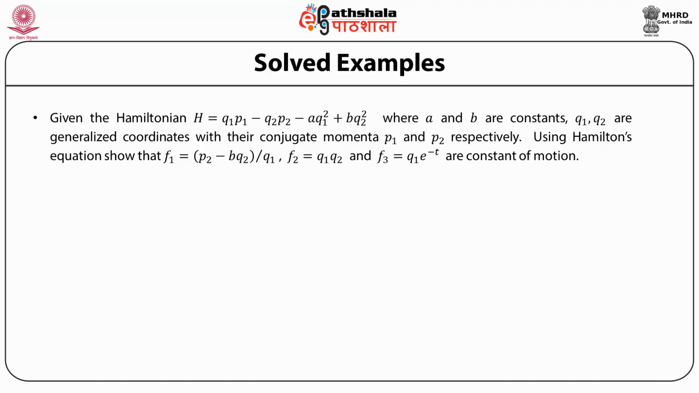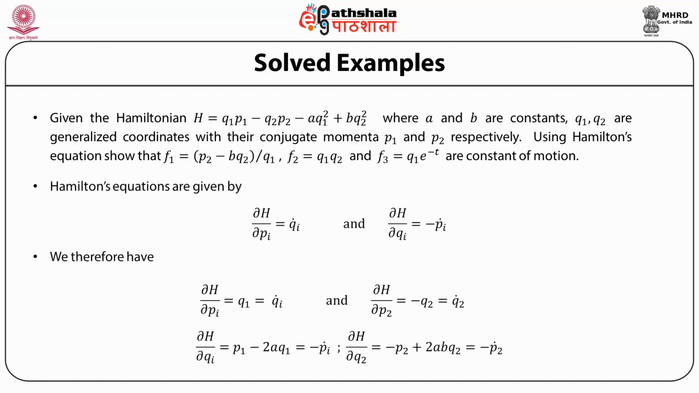From the Hamiltonian, the Hamilton equations are dH by dpi is equal to qi dot, and dH by dqi is equal to minus pi dot, and we now write these for p1 and p2. The equations that we obtain are q1 dot equal to q1, minus q2 dot equal to minus q2, p1 dot equal to p1 minus 2a q1, and minus p2 dot equal to minus p2 plus 2ab q2.